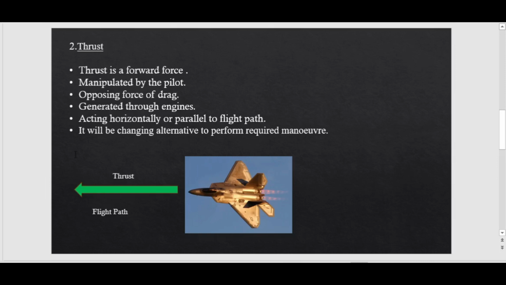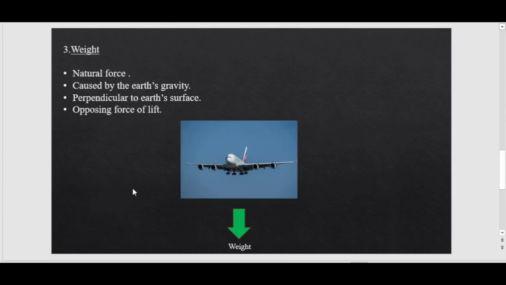The next force is weight. We can say it's a natural force which has an impact on every physical object which has mass. It's an opposing force of lift, which is mostly caused by the Earth's gravity. It always acts perpendicular to the Earth's surface.